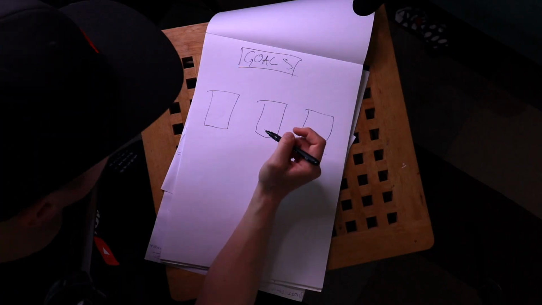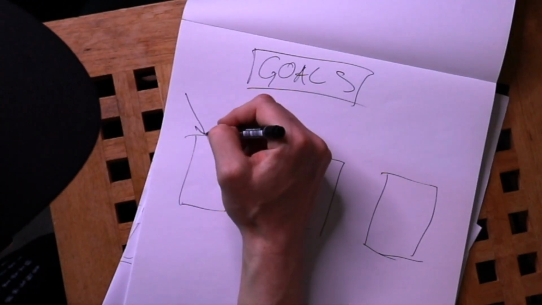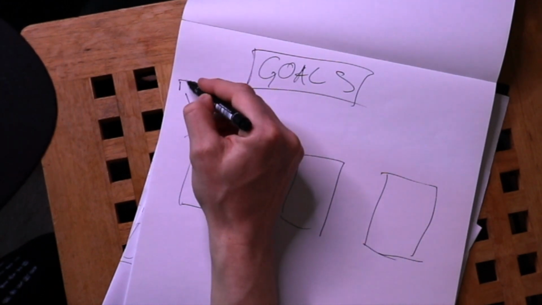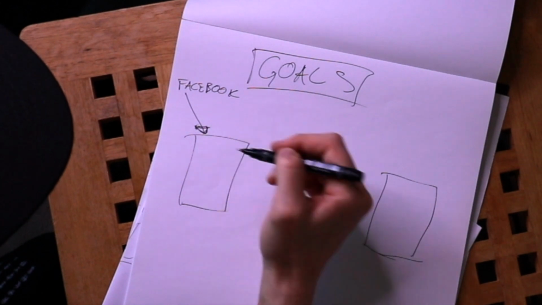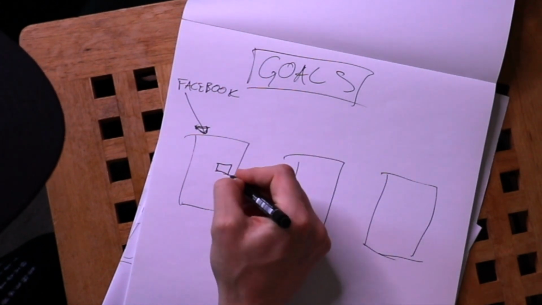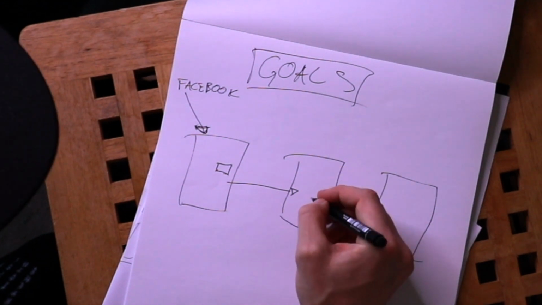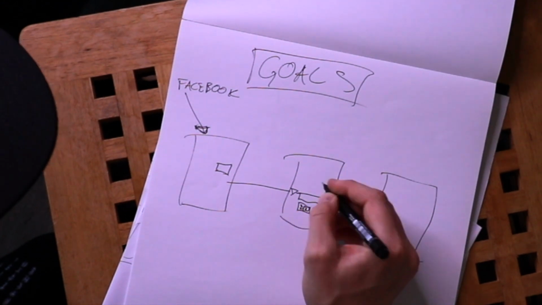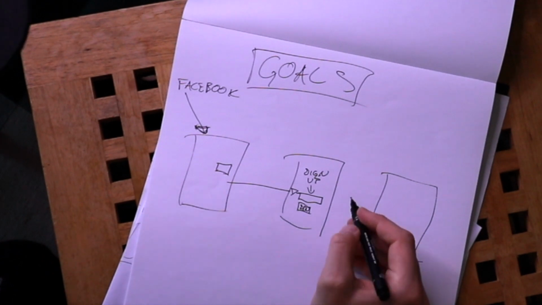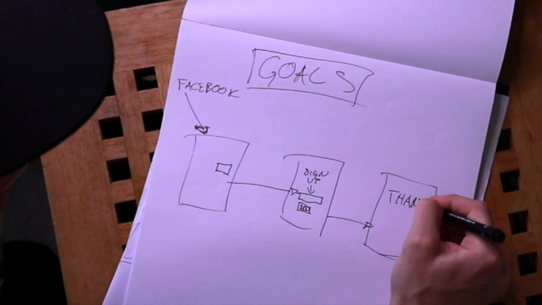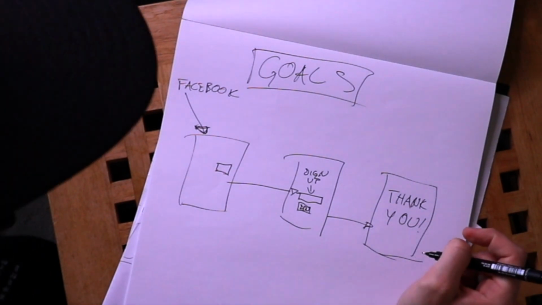Now imagine a user comes to your website through some source. So they come from Facebook. They visit your start page where they click some kind of button, and then they go to some kind of page where they can sign up. Now, after they signed up, they might have a thank you page, like so.